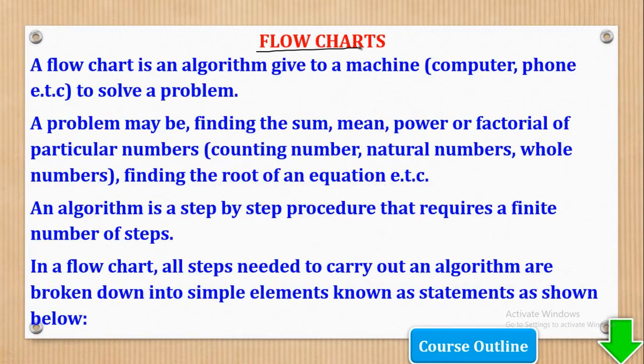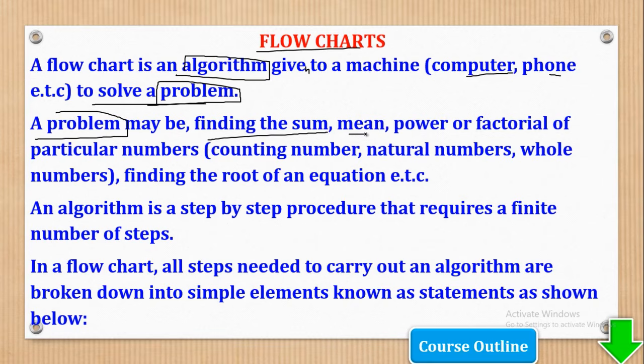So we shall start with flowcharts. Now, a flowchart is an algorithm. This term algorithm is given to a machine, and a machine can be a computer, a phone, etc., to solve a problem. So we have seen two terms: the word algorithm and the word problem. What does the word problem mean? A problem may be finding the sum, mean, power or factorial of particular numbers, and numbers can mean counting numbers, natural numbers, whole numbers, etc., or finding the root of an equation.